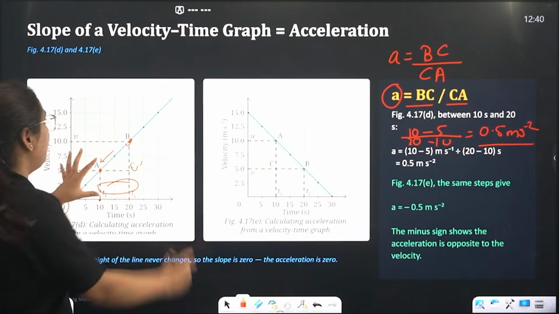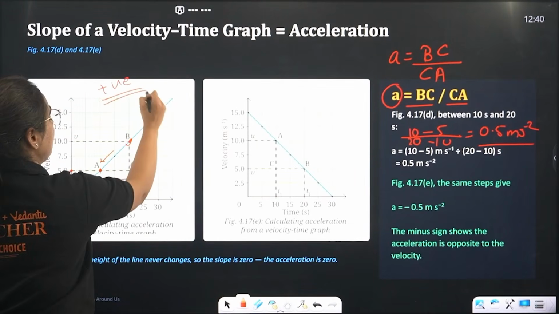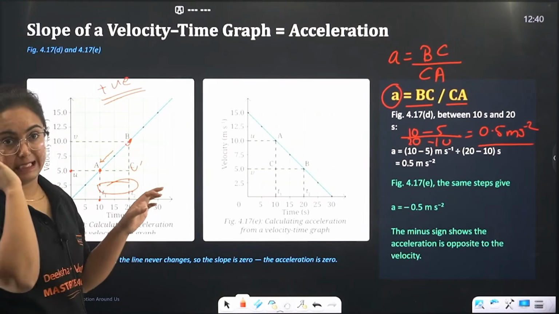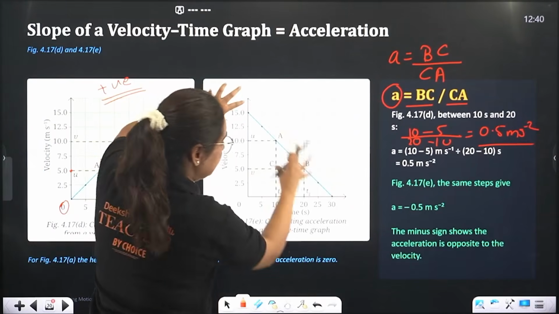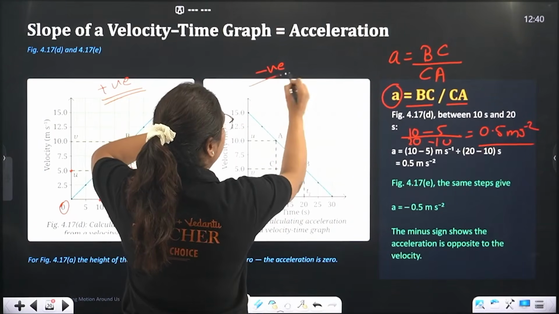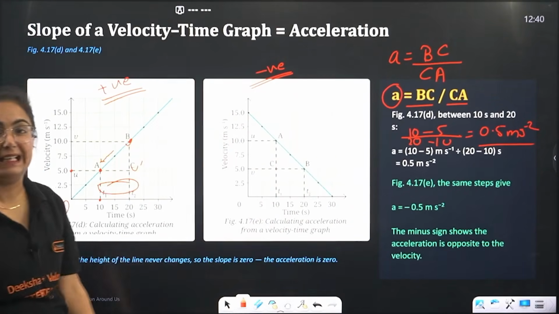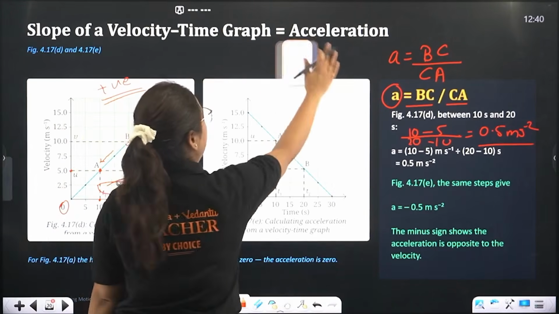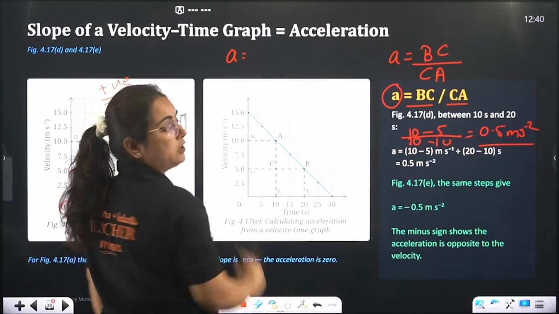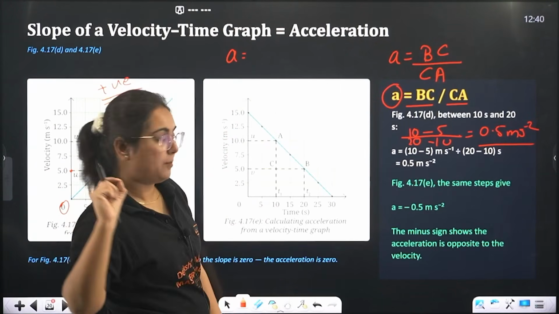So it will be positive in the case when velocity is increasing. But when velocity is decreasing, the answer of the acceleration becomes negative. How? Let us find that. So what is acceleration, beta? Change in velocity upon time.